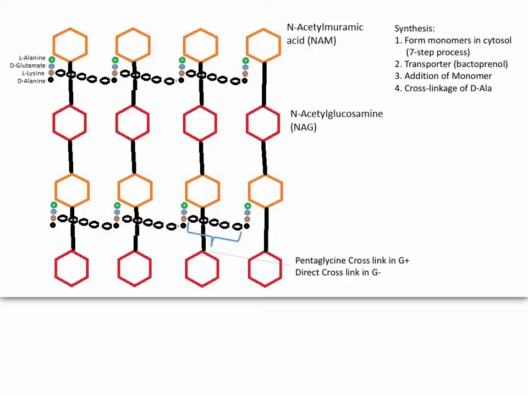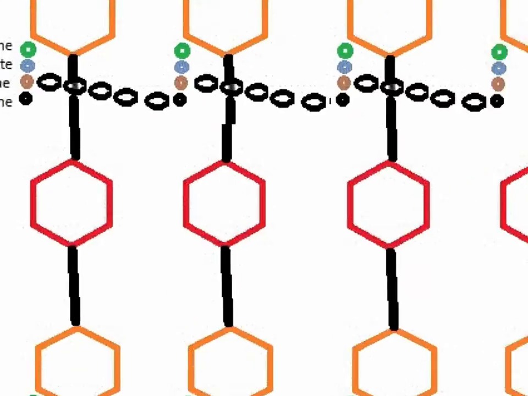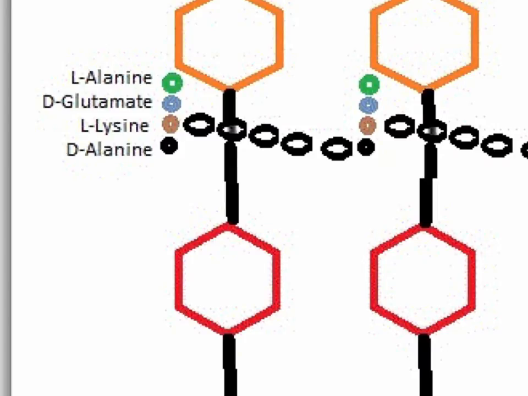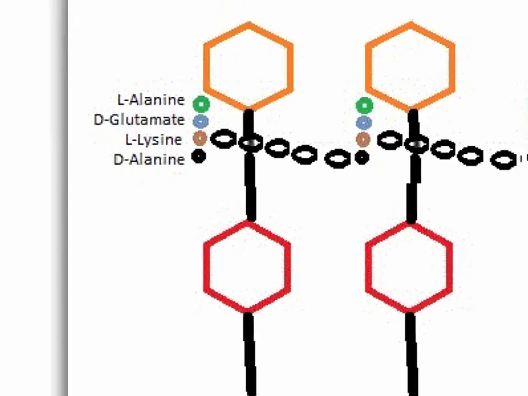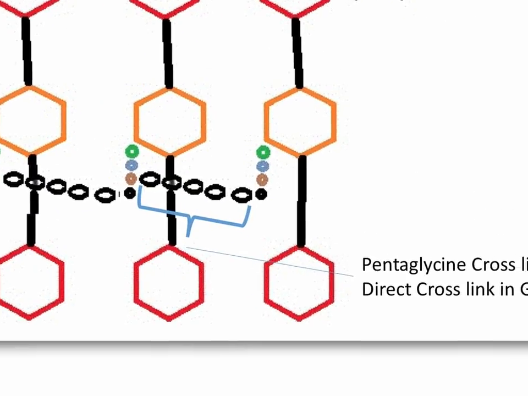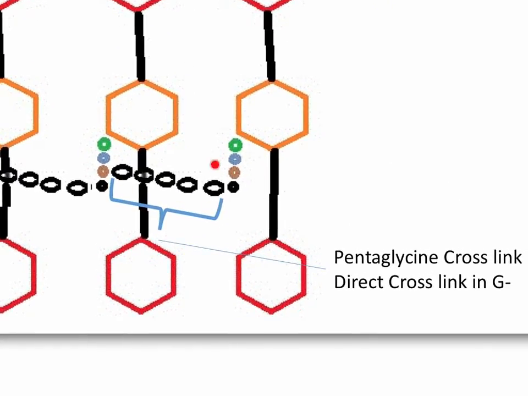So let's take a really close look at the exact cross-linking, and I'm going to zoom in for this. We come over here, and what we see is that hanging off of every one of these NAM sugars is a string of 4 amino acids: L-alanine, D-glutamate, L-lysine, D-alanine. And then if we come back down here and look, this is a string of 5 peptides. This is called a pentaglycine chain because it's got a penta meaning 5. It's 5 glycines strung together. Now you only see this pentaglycine chain in gram-positives typically.